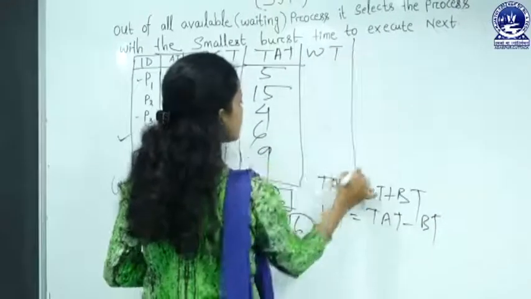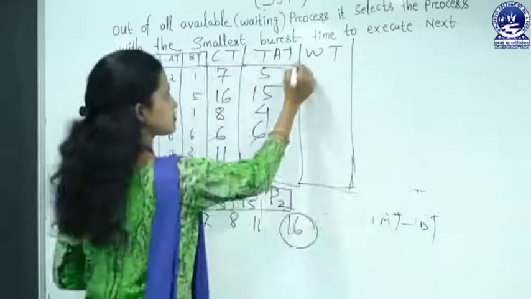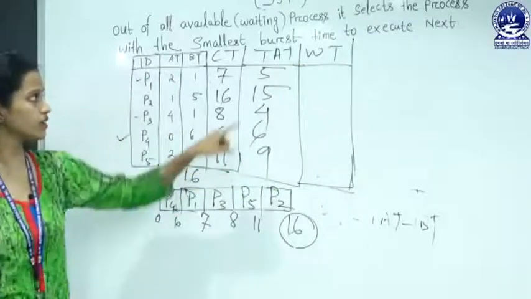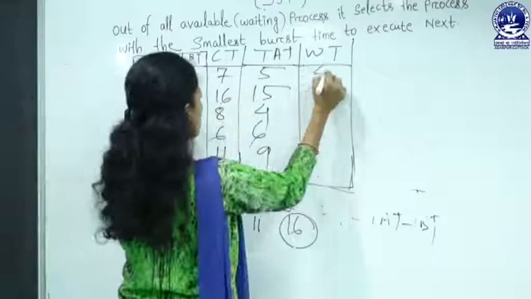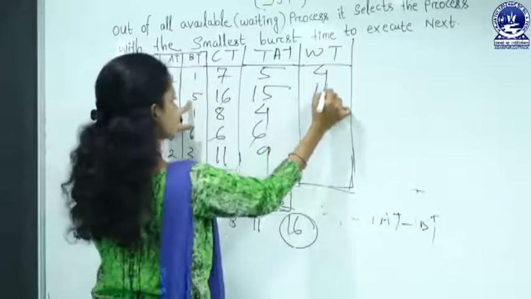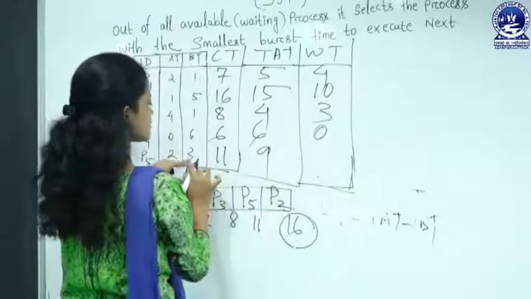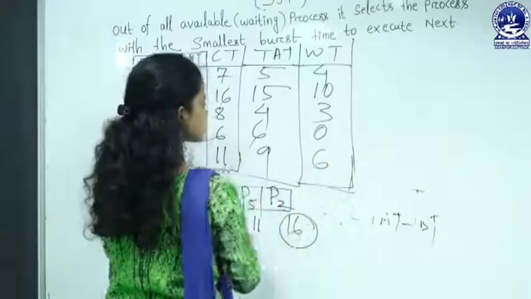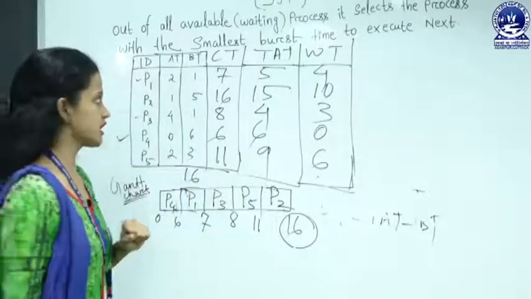So calculate the waiting time. Turnaround time minus burst time. 5 minus 1, that is 4. 15 minus 5, that is 10. 4 minus 1, that is 3. 6 minus 6, that is 0. 9 minus 3, that is 6. Okay. Let's check out the response time.